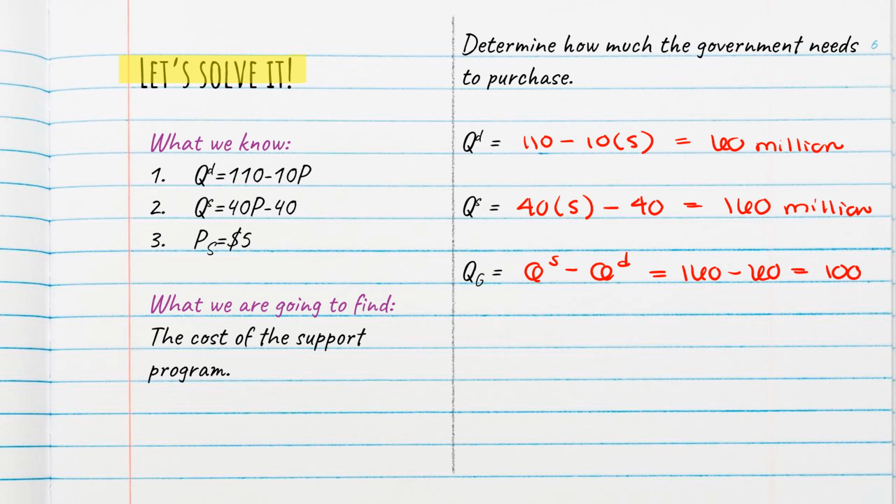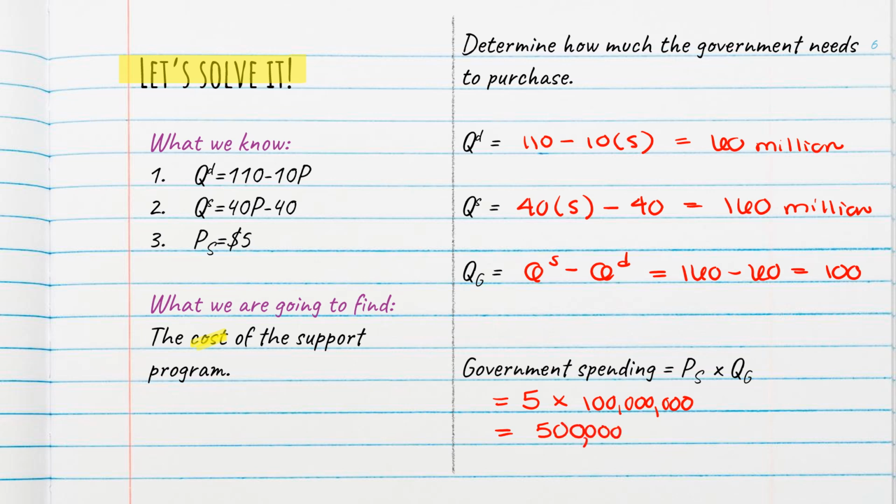So we know how much the government needs to purchase. The question that we're trying to answer is the cost of the support program. This is just a multiplicative exercise. The government is going to purchase 100 million gallons. Each gallon costs $5, the support price. So government spending is just $5 times 100 million gallons of milk, which is $500 million. So it's a very expensive program.